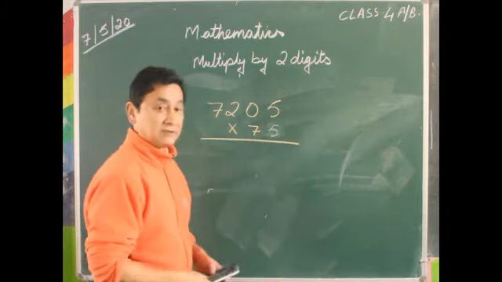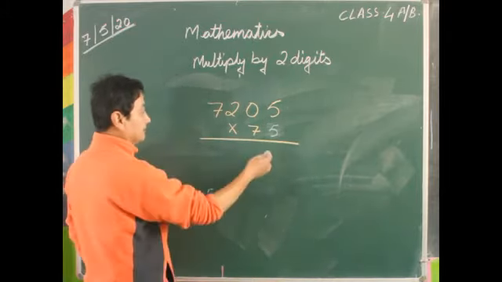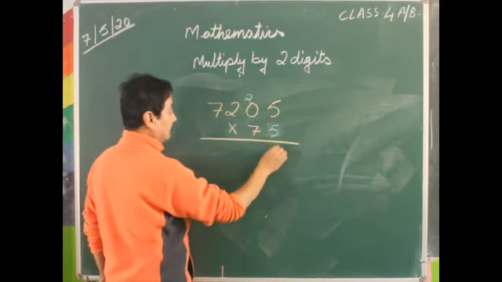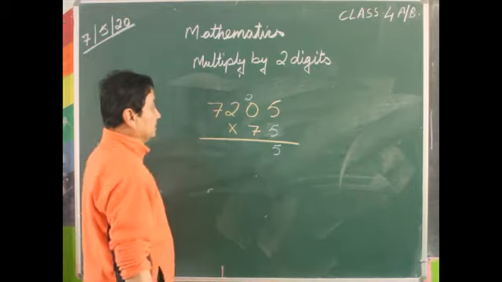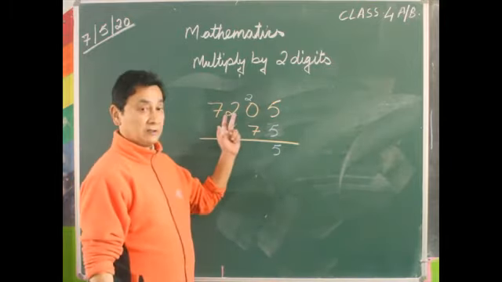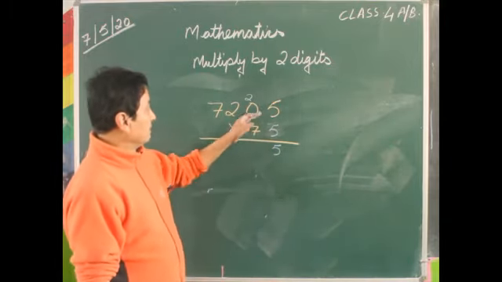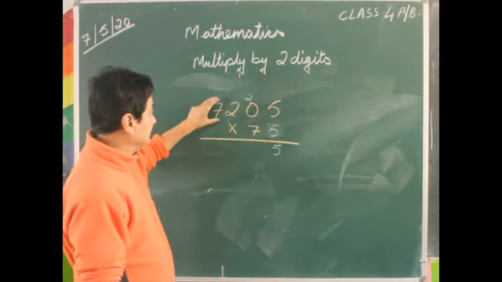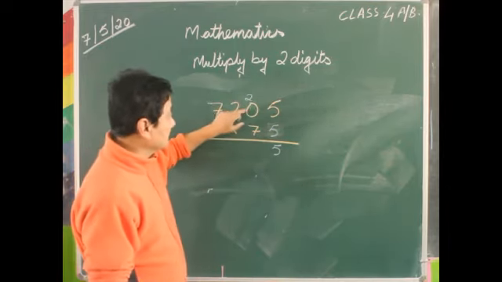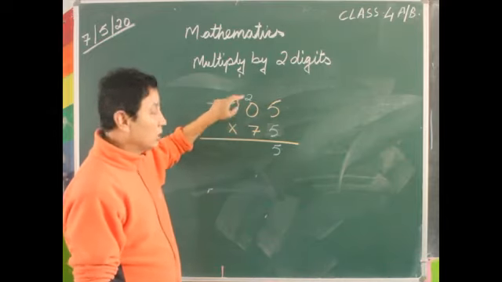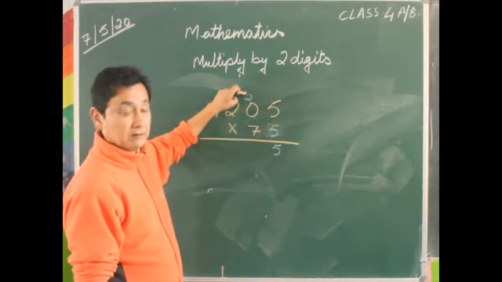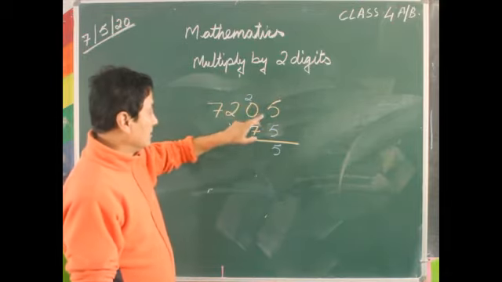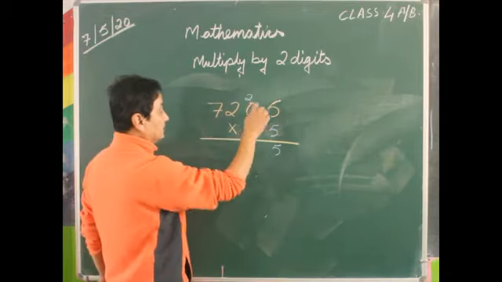So again, the same rule applies. First multiply 5 fives are 25. Now the mistake that you make here is that some of you multiply with the carried number. Okay, this is the actual number. This is the number that we should multiply with, not the carried number. Most of you make a mistake when there's a 0. What should we do? 5 fives are 25.